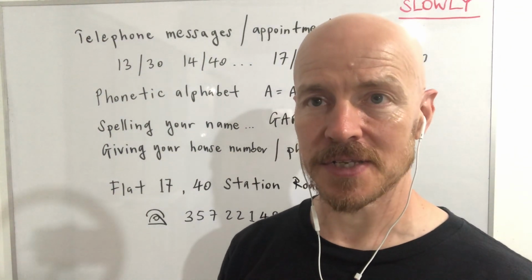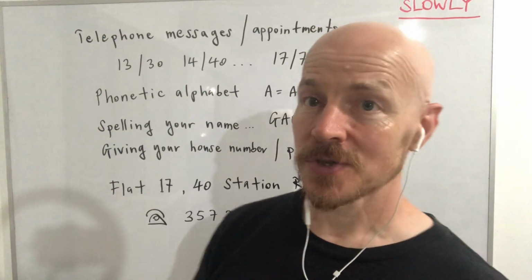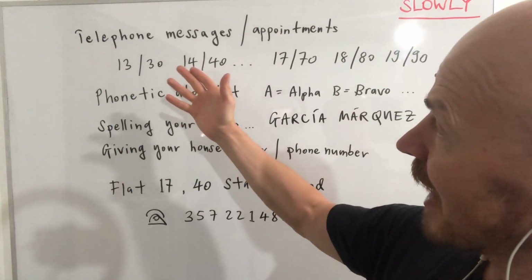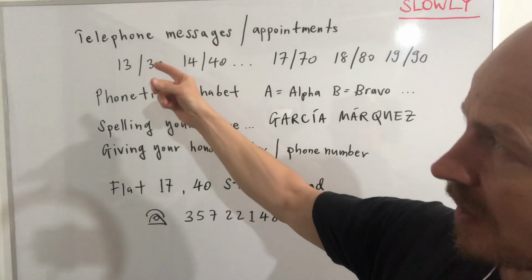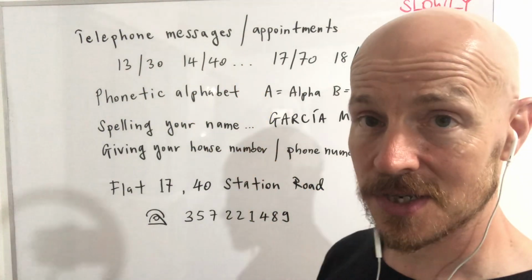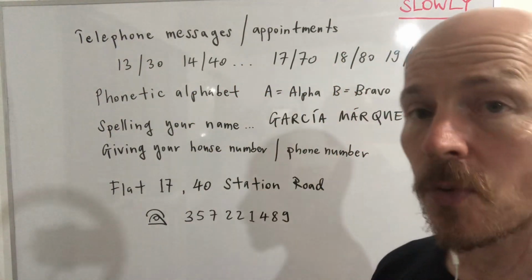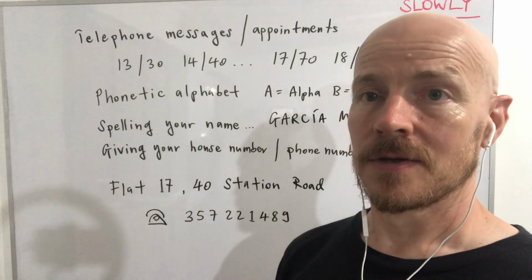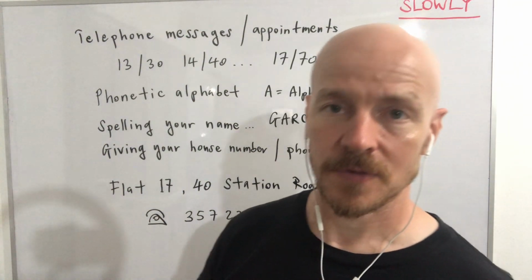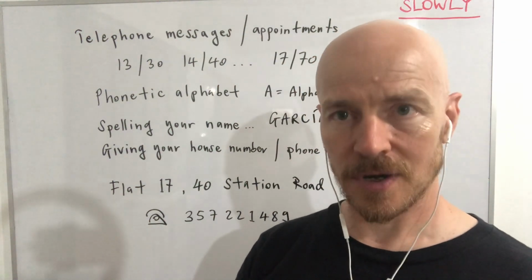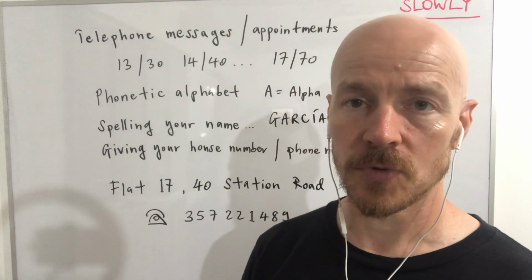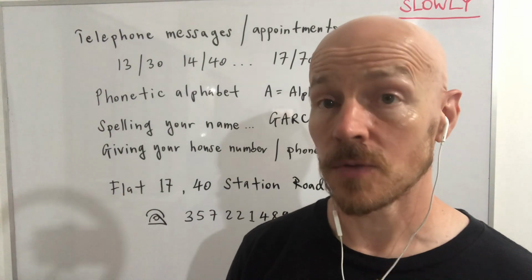So this video today we're going to look quickly at another problem that came up during one of my classes this week, which was how to give your name and numbers when you're either leaving telephone messages or perhaps booking appointments. So this is a problem obviously because on the telephone we can't see the other person and you can't write down the information for them, so you're relying totally on what they can hear.